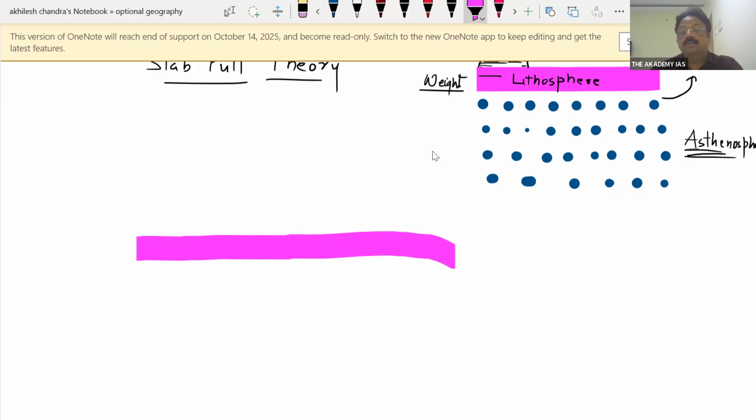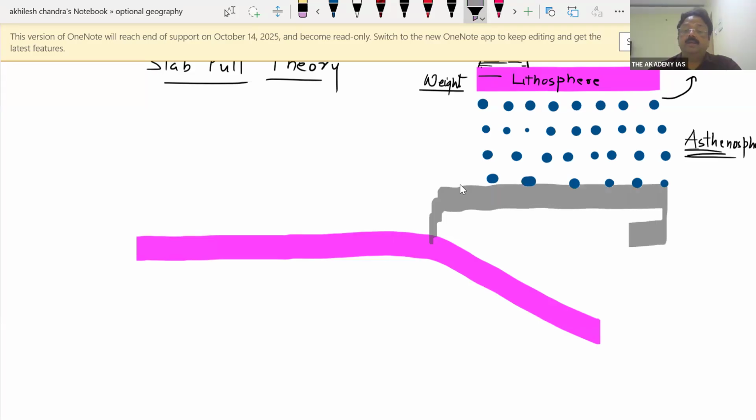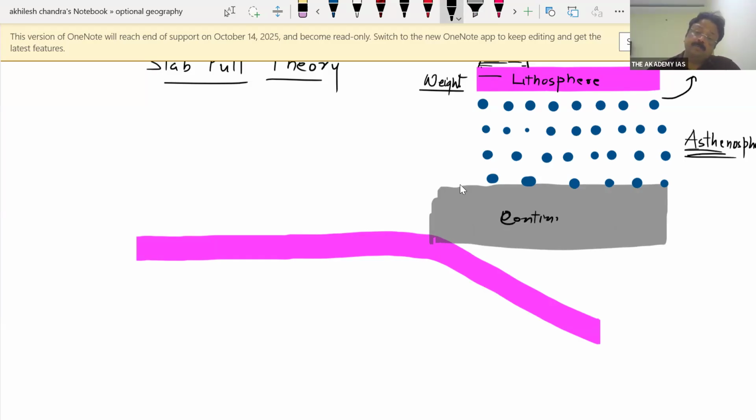Suppose that this is the plate that gets subducted. Obviously, it gets subducted below the continental plate. This is continent. Fine. This is continent. Here it is ocean. So this is ocean. And this is continent. And here it is ocean. Oceanic crust.